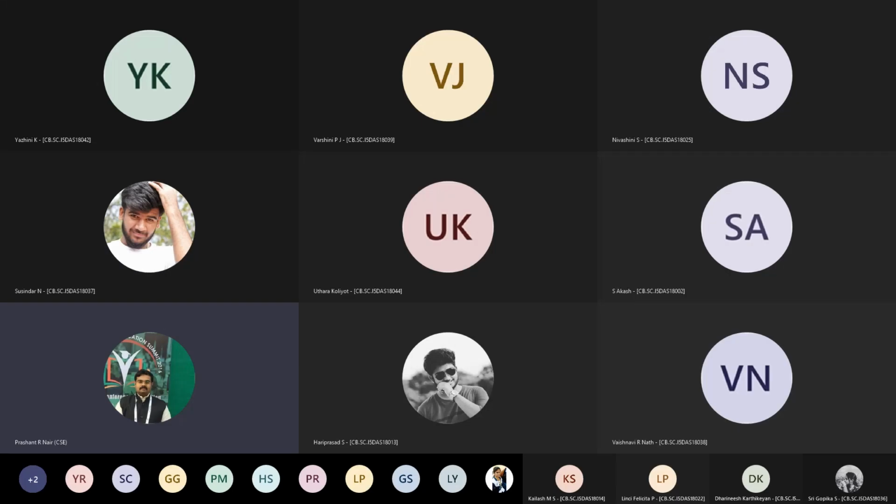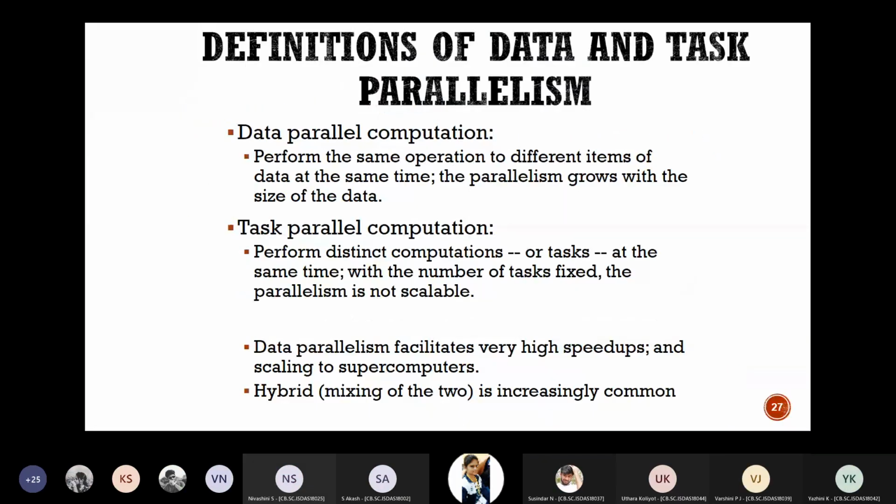Of data and task parallelism. So when I say data parallelism, I have multiple processes and a lot of data, and the data is divided into packages or groups, and different packages of data are given to different processes, and all the processes do the same computation. That is data parallelism. This is more common, and generally in all supercomputers, this is what is happening.